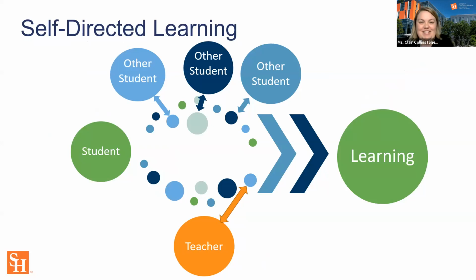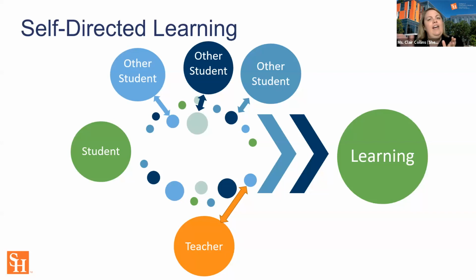So self-directed learning puts the students at the center of this. So right on the far left is where they start. And then they have to figure out, how do they get aligned with the training they need? Where are these resources? They have to individually go and find all of these pieces themselves and see where the teacher is in this.